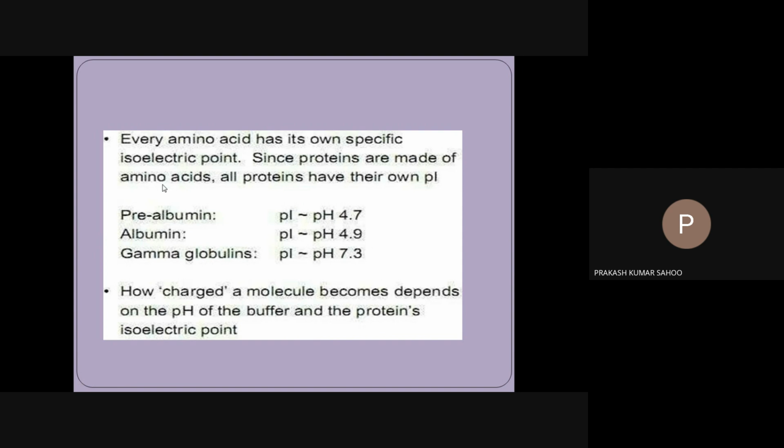Since proteins are made up of amino acids, all proteins have their own pH. For example, pre-albumin is 4.7, 4.9, 7.3. So this is your isoelectric point, that is pI. How charged a molecule becomes depends on the pH of the buffer and the isoelectric point of the protein.